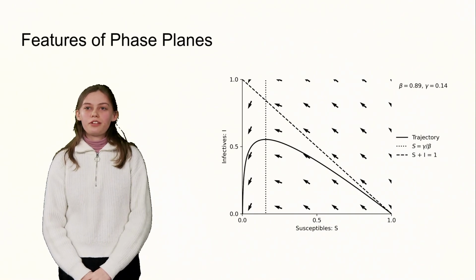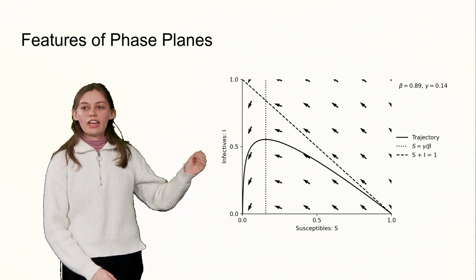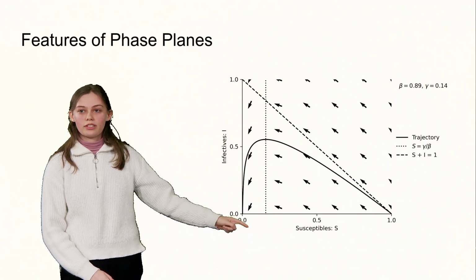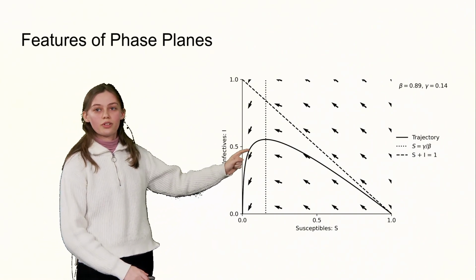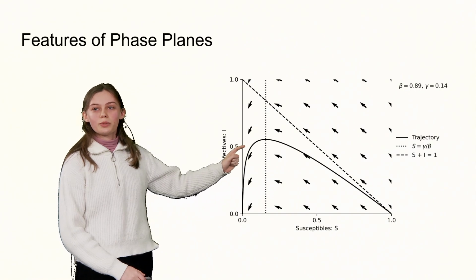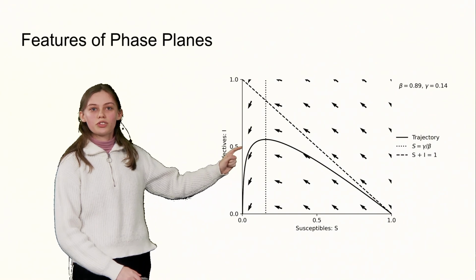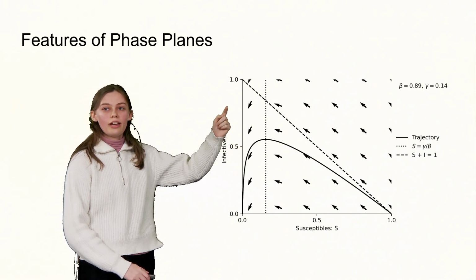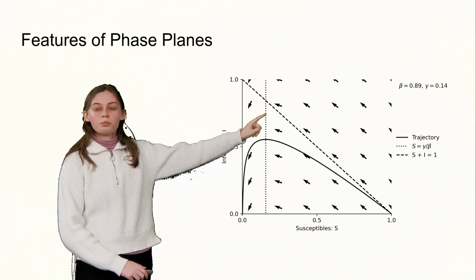Let's have a look at some of the main features of phase planes. I have an example here. So first of all, we want to look at the axes. We have the two variables that we want to plot a relationship against, so the susceptibles and the infectives. And then we have the trajectory, this curve over here. And that's important because we can see how the number of susceptible individuals and the number of infective individuals change relative to each other. But how does the system move? In order to know that, we have to look at our directional arrows that you can see over there, and we can see how the system moves through its states.